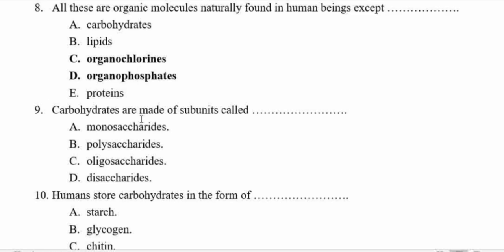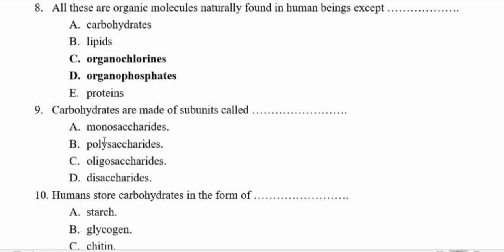Now, question number 9 is asking about carbohydrates. It says carbohydrates are made up of subunits called what? The options are monosaccharides, polysaccharides, oligosaccharides, and disaccharides. Saccharides has to do with sugar. Mono has to do with one, poly many, di two, and oligo more than two, but not necessarily many.